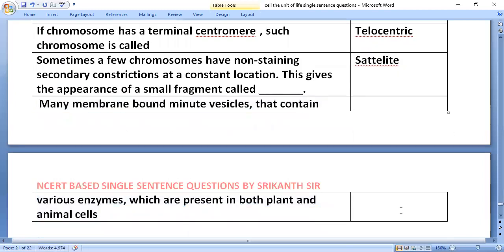Many membrane-bound minute vesicles that contain various enzymes, present in both plant and animal cells, are microbodies.